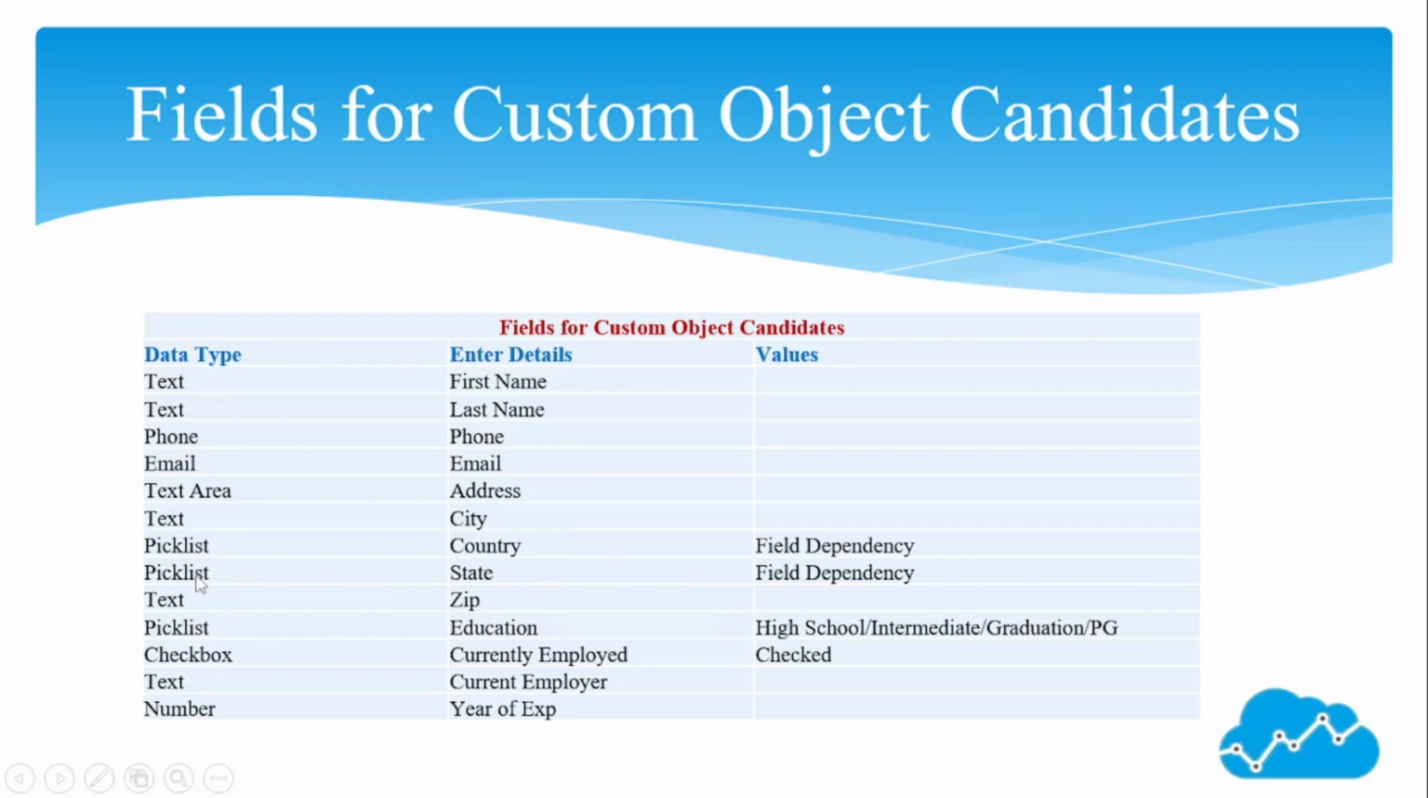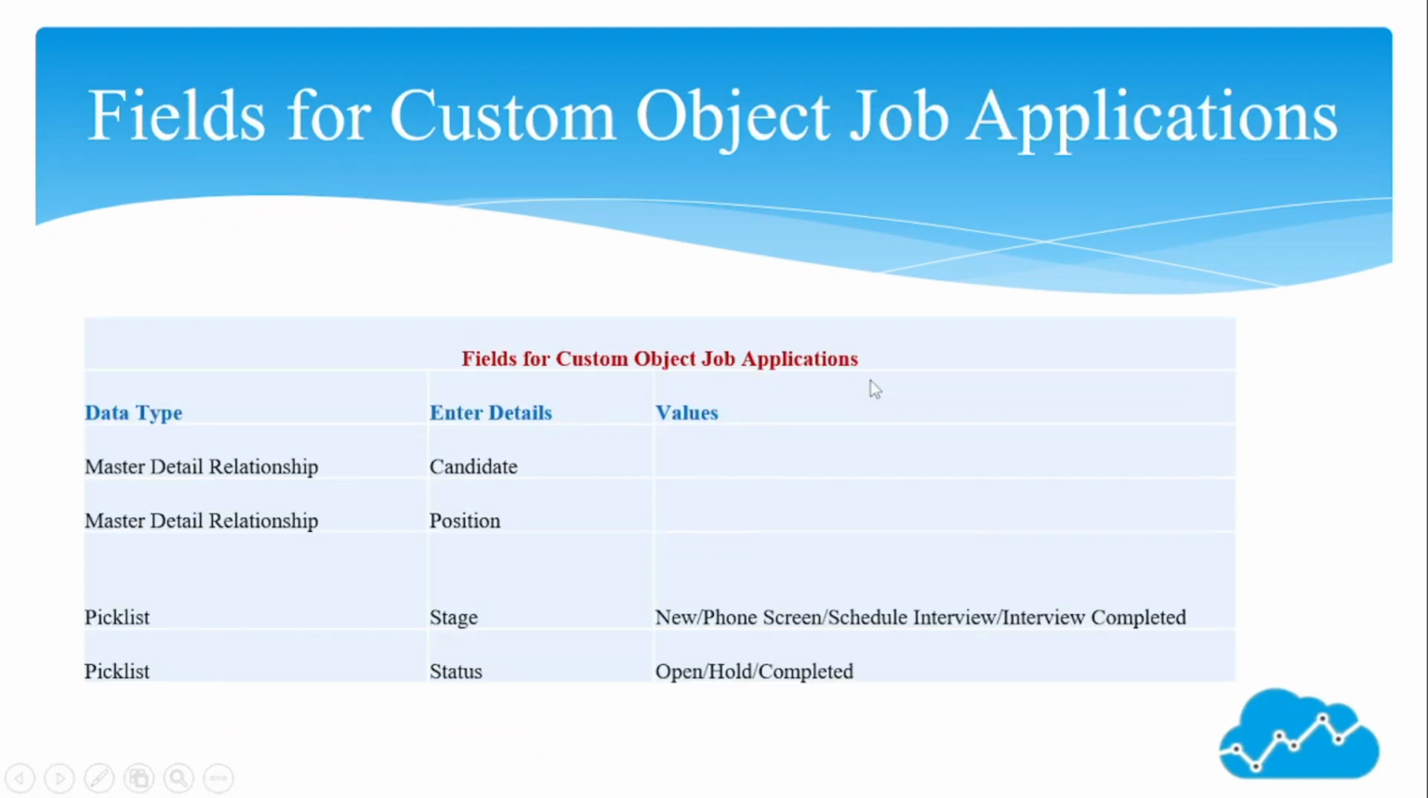Again state is also going to be pick list type. Zip postal code, it would be text type. Education would be multi select pick list type. Again I am taking the values high school, intermediate, graduation and post graduation. Currently employed, it's a type of checkbox. If he or she is employed, then the value should be checked, otherwise not. Current employer, taking the text data type, and the year of experience of that particular candidate, taking number.